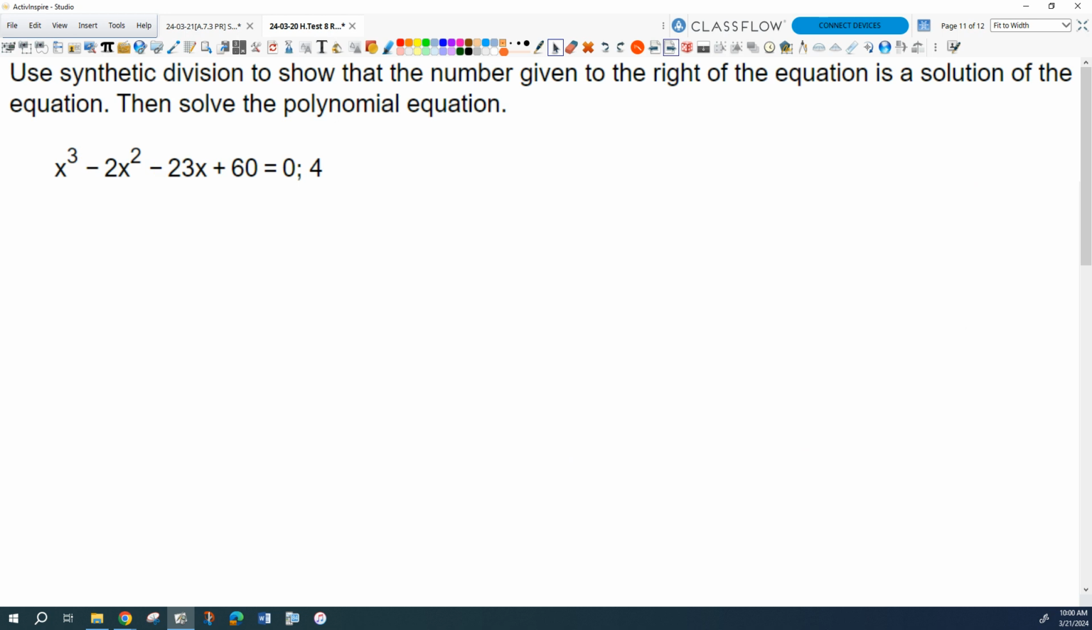Okay, how about this guy? Last two. And this is pretty fresh because this is the most recent stuff we've done. Use synthetic division to show that the number given to the right of the equation is a solution of the equation, and then solve the polynomial equation. Okay, so don't lose sight of what's being asked here. Sometimes people that aren't very far along the math journey lose sight of what they're trying to do, right? You jump into these things and you're smart, you want to get going, but it's asking you to solve an equation.